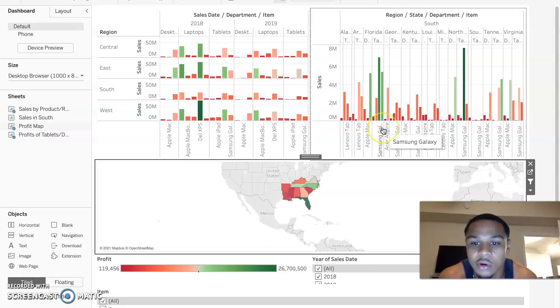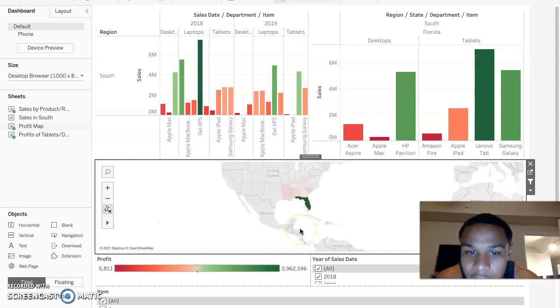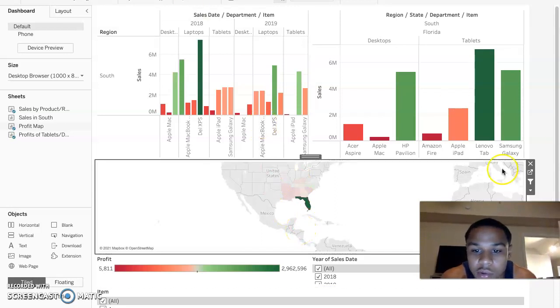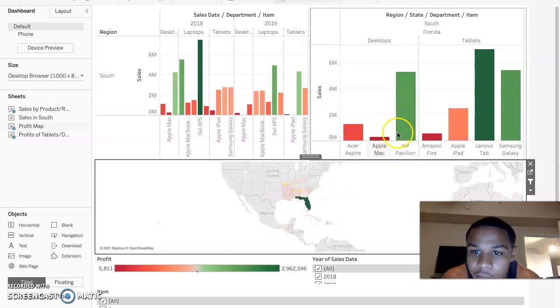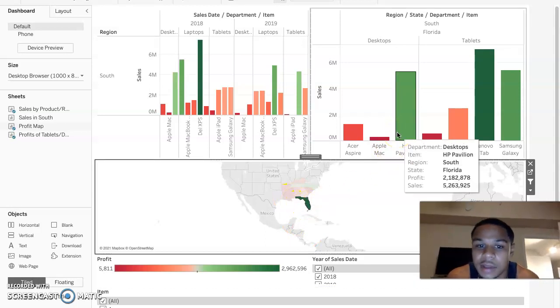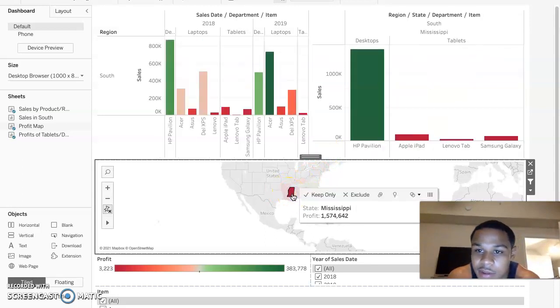Another cool thing about this dashboard is that when you click on a specific state, the tables also correspond to that state. So if we look by clicking on Florida, Florida's data would pop up. By clicking on Mississippi, Mississippi's data would pop up.